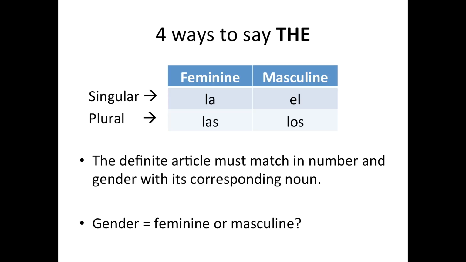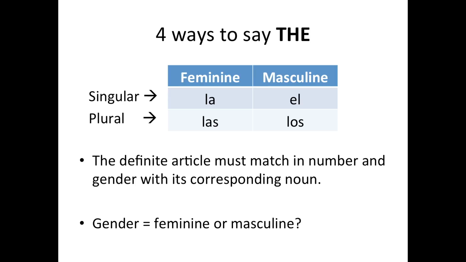We have our first row are singular articles, our second row are plural articles, and then the first column are the feminine articles, and the second one are masculine articles. So in Spanish, we have feminine and masculine nouns, so they will have a corresponding feminine or masculine article. La, el, las, and los, these are all definite articles, okay? That is the part of speech.